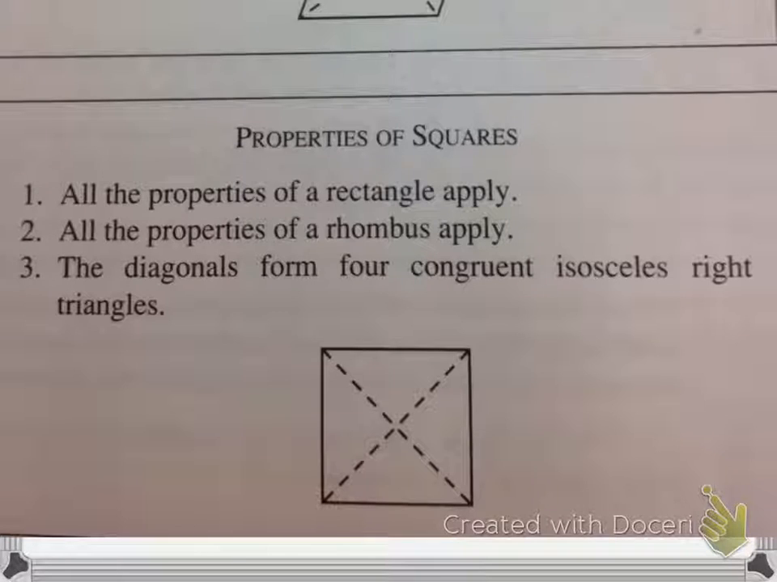Properties of squares: all the properties of rectangles and rhombuses apply. Cuts the angles in half. Sides are all the same. Parallel sides opposite each other. Forms right angles and are perpendicular on our diagonals. And now the third thing that adds to it to be a square versus a rhombus is the diagonals form four congruent isosceles right triangles.